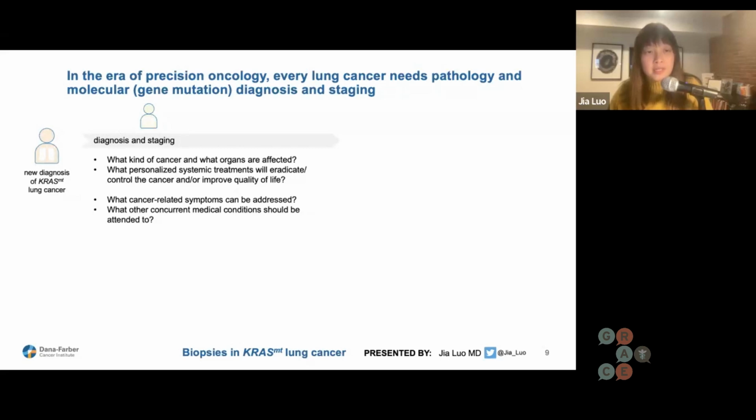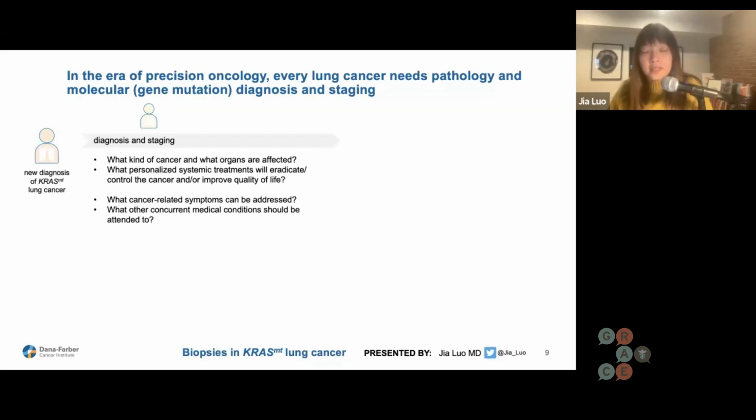And so, illustrated here is someone who presents with a new diagnosis of this type of lung cancer. And the first thing to pursue is diagnosis and staging. And so, in the medical oncology clinic, what we're asking ourselves are: what kind of cancer is this? What kind of subtype? What are the mutations associated with it? And what organs are affected at baseline?